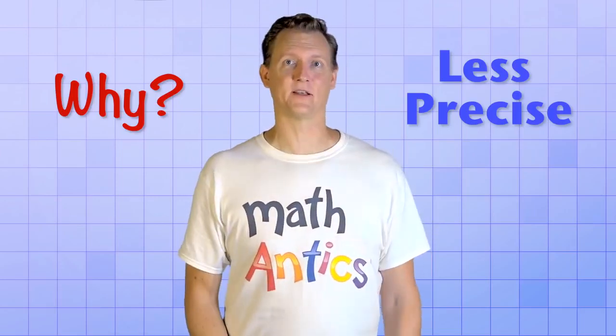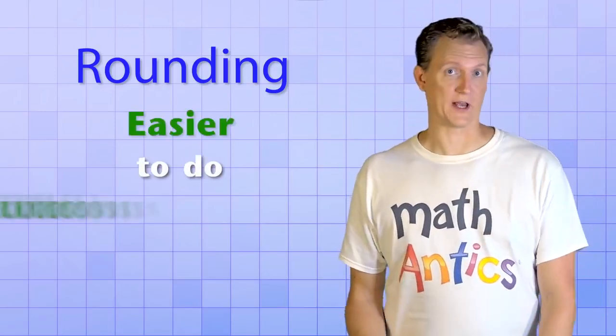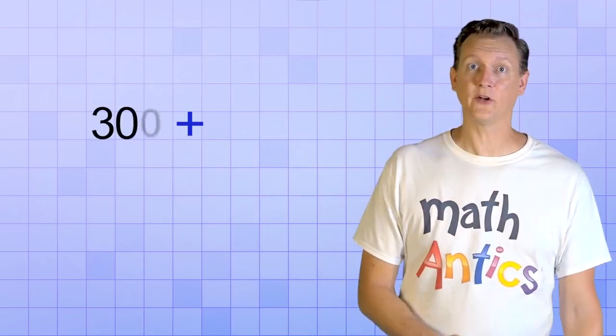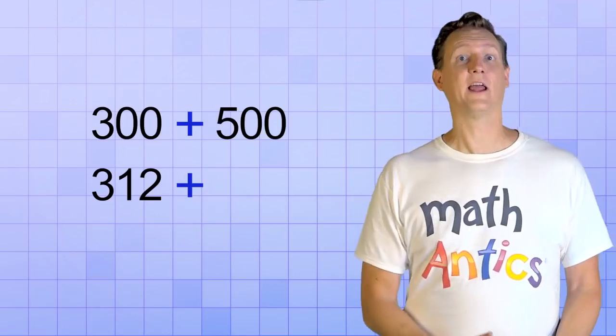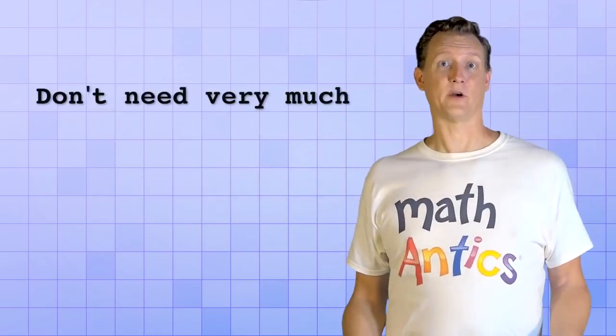But you might be wondering, why would we ever want to make a number less precise in the first place? What is rounding good for? Well, rounding numbers can often make them a lot easier to do calculations with. Like, it would be a lot easier to quickly add 300 and 500 than it would be to add 312 and 498.